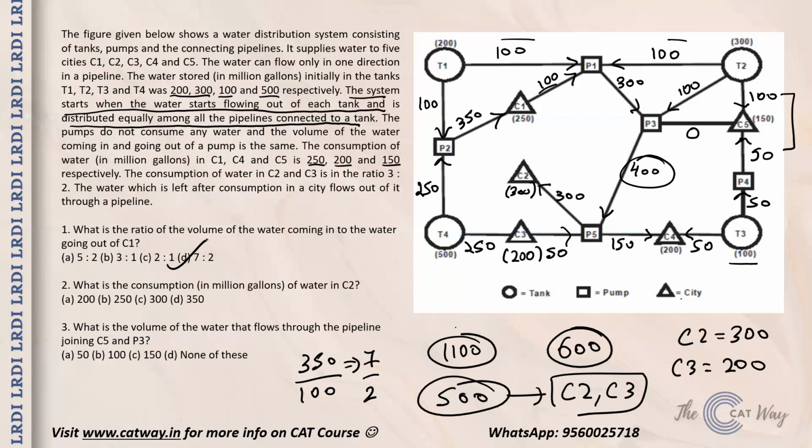Now what is the consumption of water in C2? So consumption of water in C2 is 200. Sorry, for C2 it is 300. So option number C is the right answer.